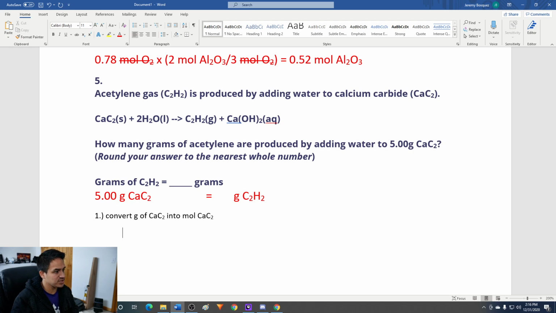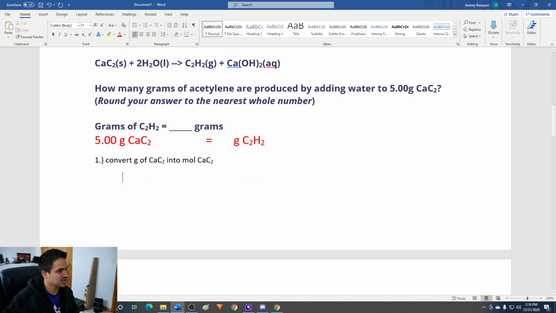Okay, step 1 is always get into moles if we're not in moles already, which we're not in this case. So we have to convert into moles. Now to do that, we're going to need to know the molar mass for this CaC2 material. On my periodic table, calcium has a molar mass of about 40. I'm just going to round to whole numbers here. So 40 for the calcium, plus carbon is 12, and there are 2 of them. So total, we get a molar mass of 64 grams per mole.